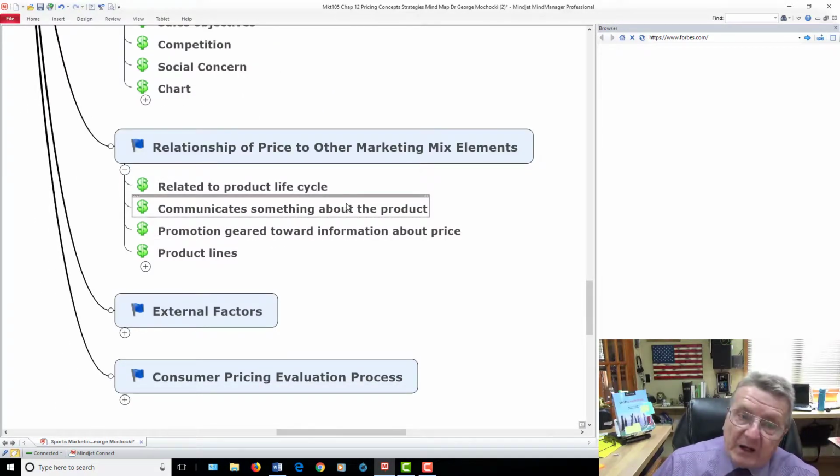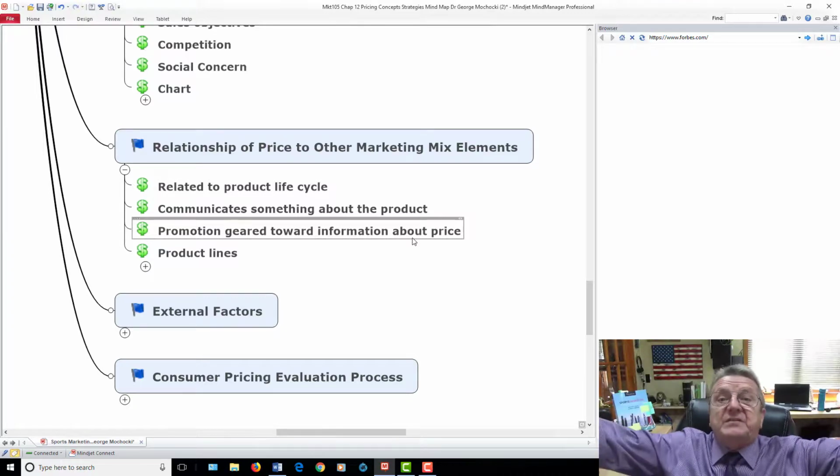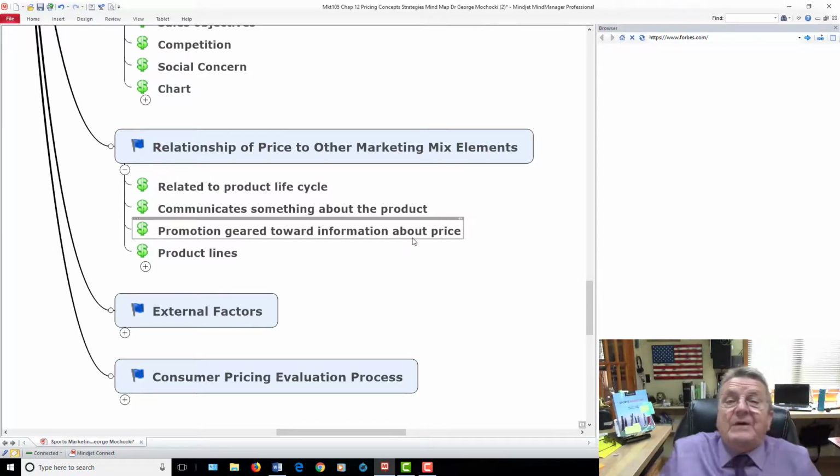Price communicates something about the product. Remember, we talked about the quality, and that could be the price, promotion, location, everything else. Promotion is geared towards information about the price. Why are you paying so much? We just renovated. You have larger seats. You have a screen. You have things for your family. We got daycare. We got dog care. I don't know, I'll just throw that out. All those are added value to why I'm getting that price.